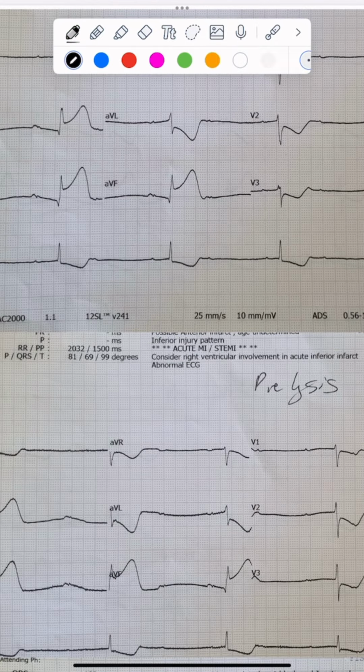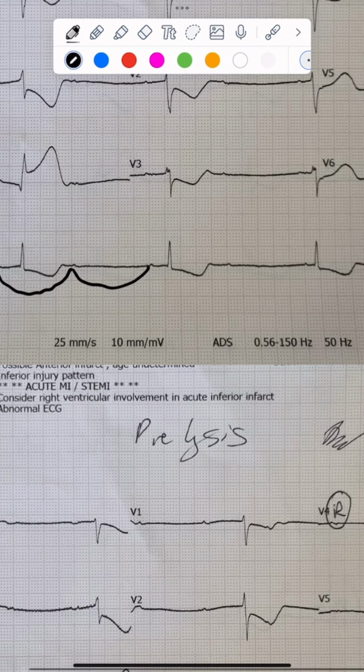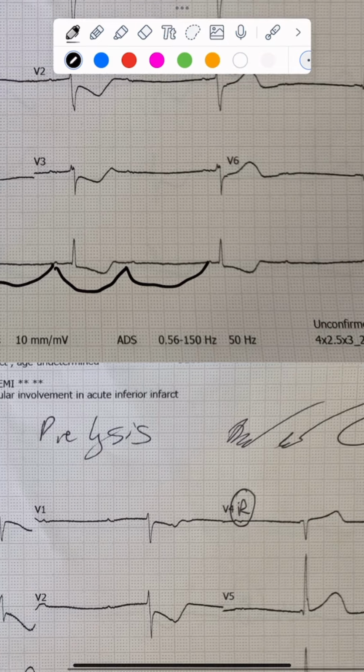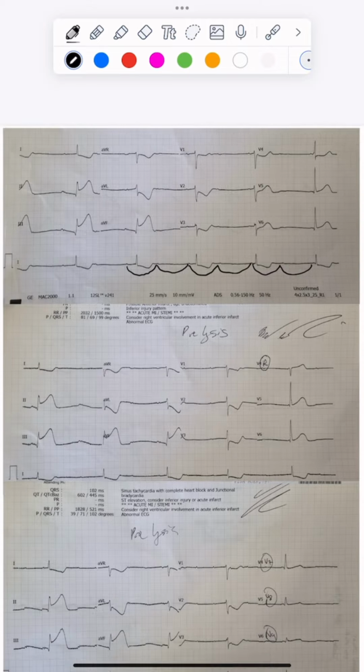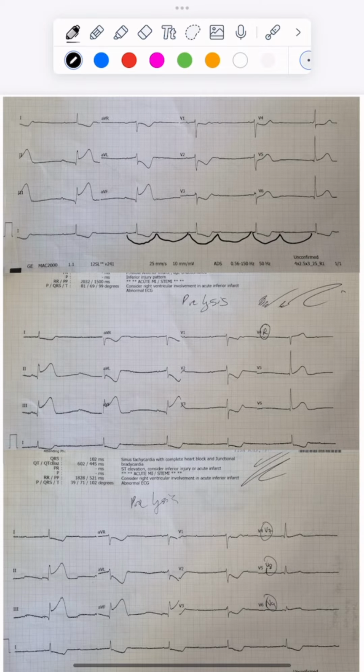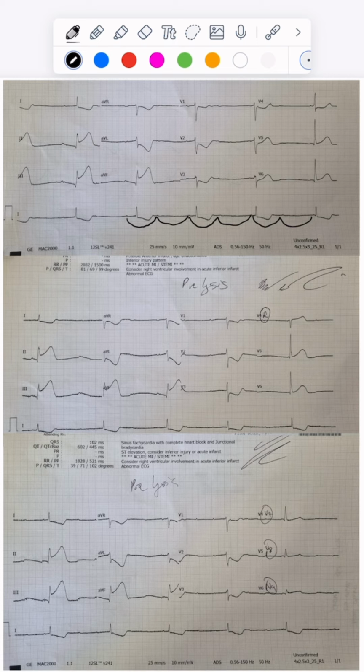So we're going to trace out our P waves. We've got a P wave there, we've got a P wave there, we've got a P wave there, one there, one there, one there, one there, right? And if we go back, we can actually see that those P waves are completely independent of the QRS complexes. They have nothing to do with the QRS complexes. And if you count them out, there's actually 19 P waves in this ECG strip. And that means that the atrial rate is actually 114, whereas the ventricular rate is sitting at 36.